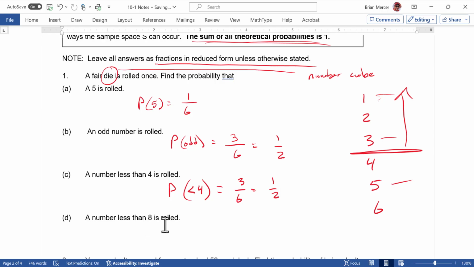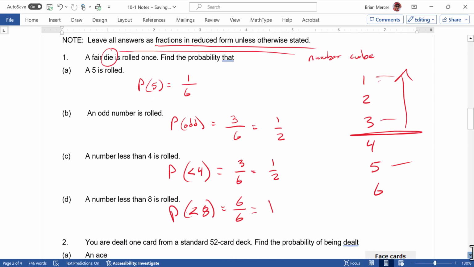Probability that a number less than 8 is rolled. P of less than 8. Well, that's one of those I call so easy it's confusing. It's 6 out of 6, because all 6 numbers are less than 8, out of 6 possible outcomes, so that probability is 1. What that means is that it is absolutely certain that you'll roll a number less than 8.